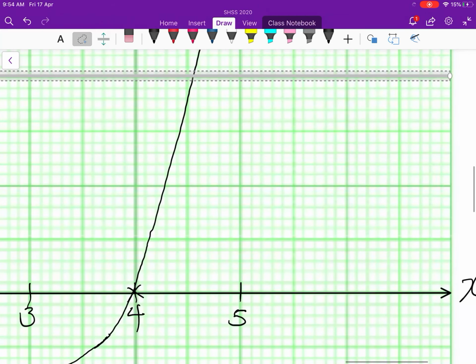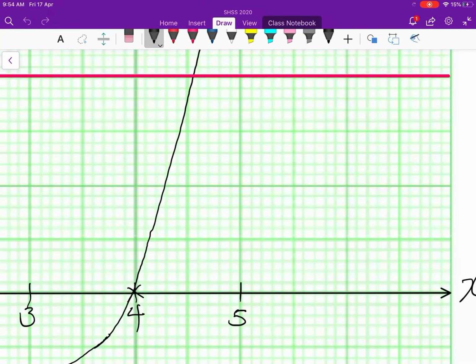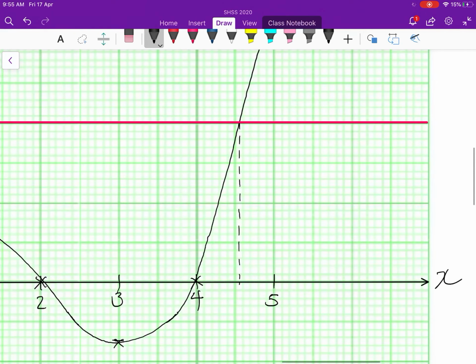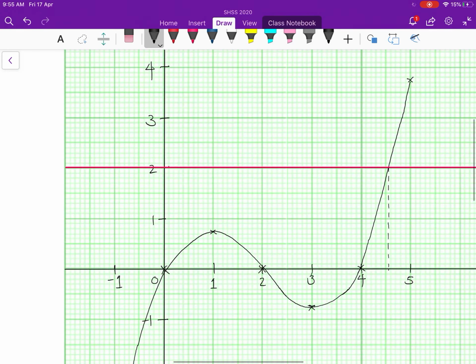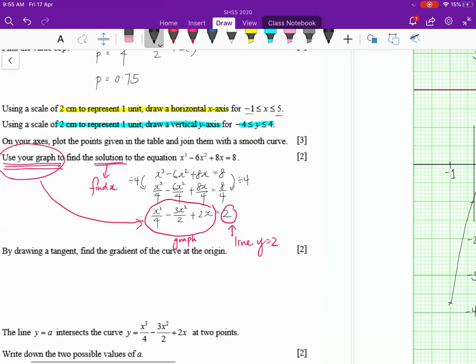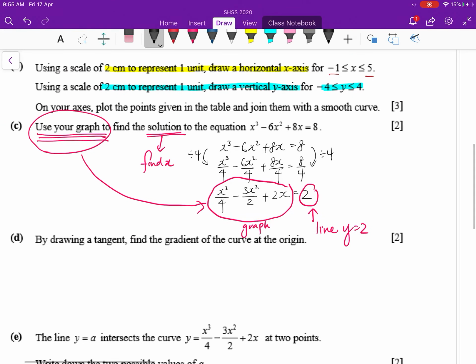Okay, and the intersection point is here. Half a box counts. So therefore, x is 4.55. Of course, there will be plus minus some leeway. I would say plus minus about 0.1 or 0.2.